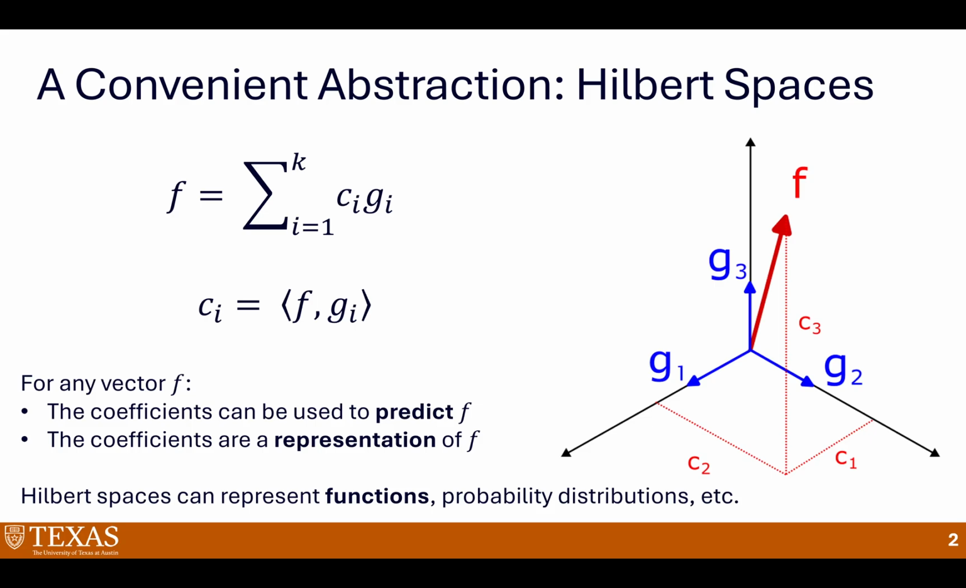The first is that given the basis vectors and the coefficients, you can reproduce the vector f, and in a minute we'll see how useful that is. The second property is that because these coefficients can be used to reproduce the vector f, they are a fully informative representation of f. And so we can use them as a representation for downstream tasks. Lastly, the thing to note is that Hilbert spaces can be used to describe a whole bunch of settings. Notably, we'll be talking about function spaces here.